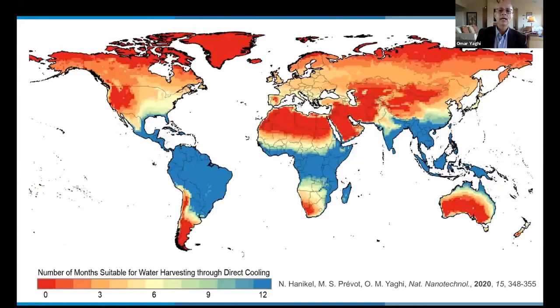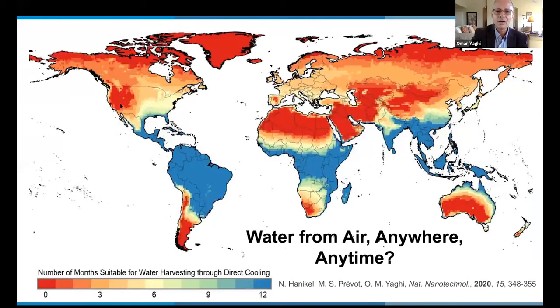And so we can make MOFs that work in these red regions that you see here, where the other technologies don't work most of the year. Then we would have addressed a major issue in the world. If you could design MOFs that work in these red regions, they'll also work in other regions of the world. If they work at low humidity, they certainly will work at higher humidity. And so really the vision is, could we harvest water from air anywhere in the world at any time of the year?